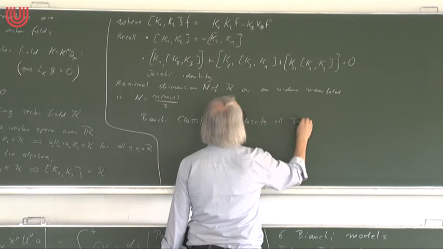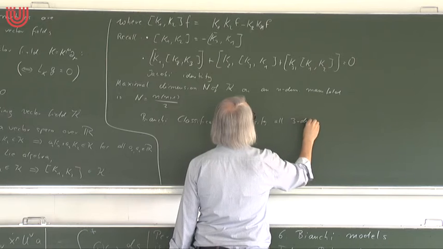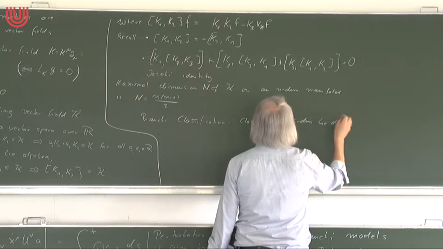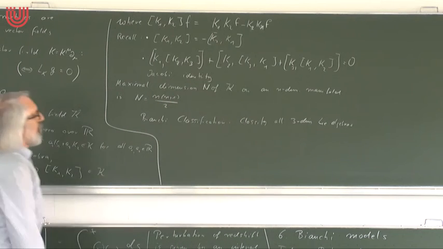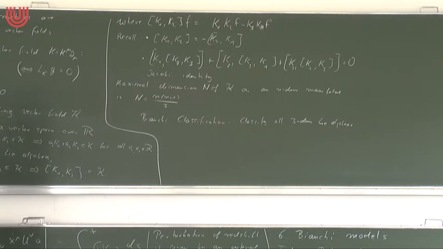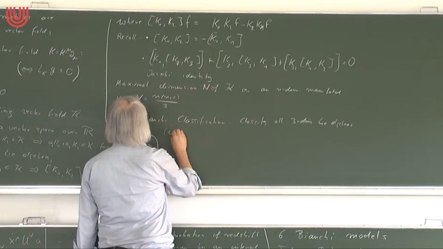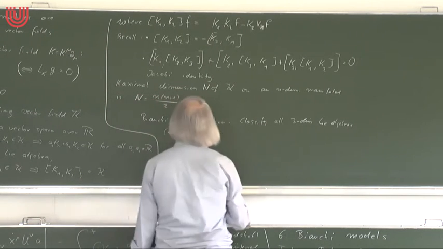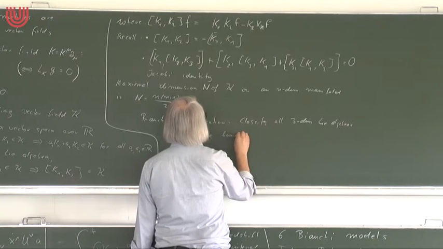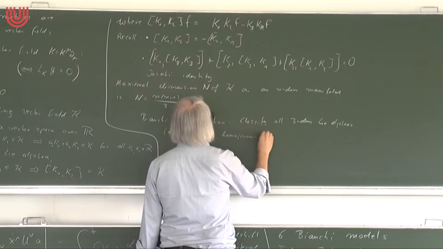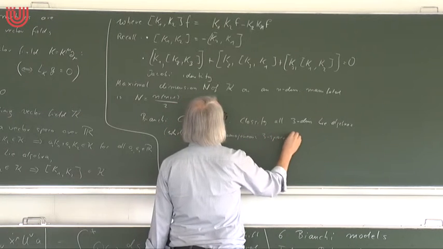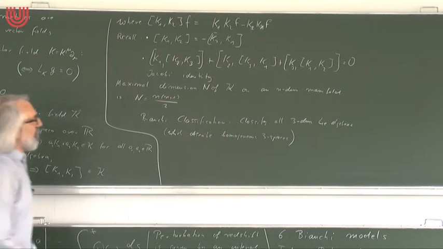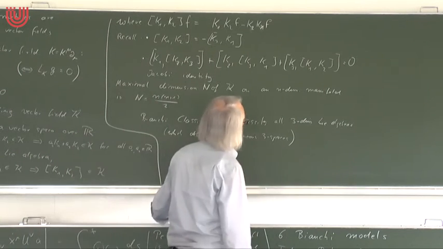Classify all three-dimensional Lie algebras, which in the physical interpretation describe homogeneous three-spaces. So this is a physical interpretation which we then use, but what mathematically is done, we just look at three-dimensional Lie algebras and classify all of them.